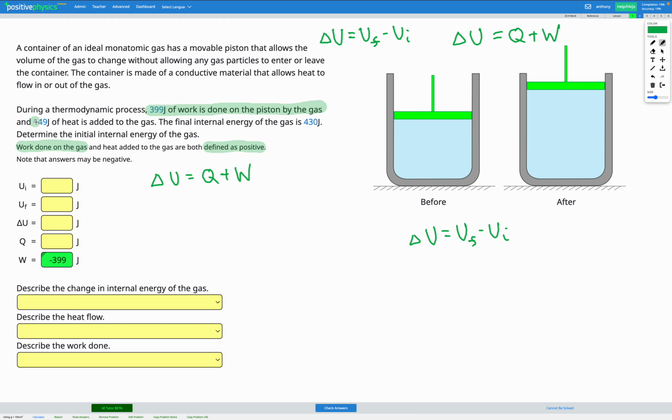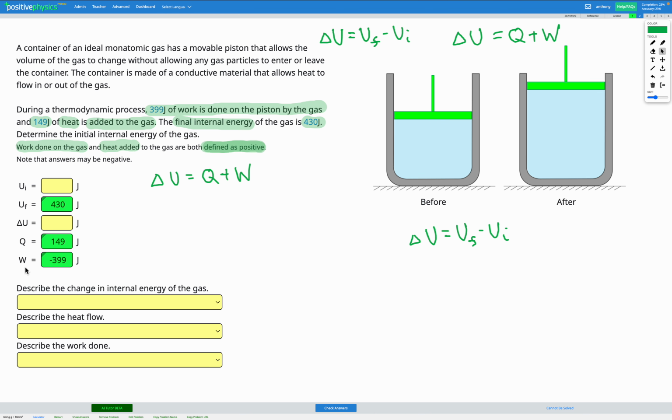Then we're told 149 joules of heat is added to the gas. That's our Q. Heat added to the gas is defined as positive. So our Q, our heat, is going to be positive 149. The positive shows energy was added. Then we're told the final internal energy of the gas is 430 joules. So we can go ahead and fill that in for our final internal energy, UF. That's 430.